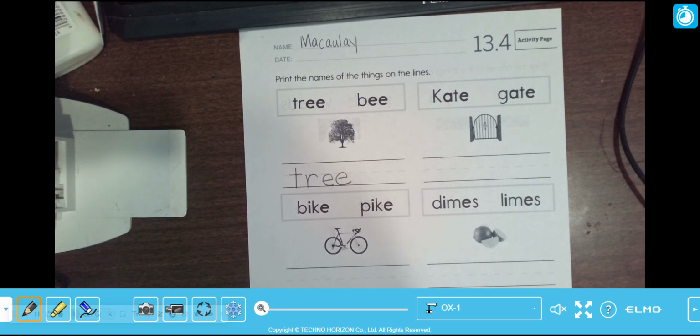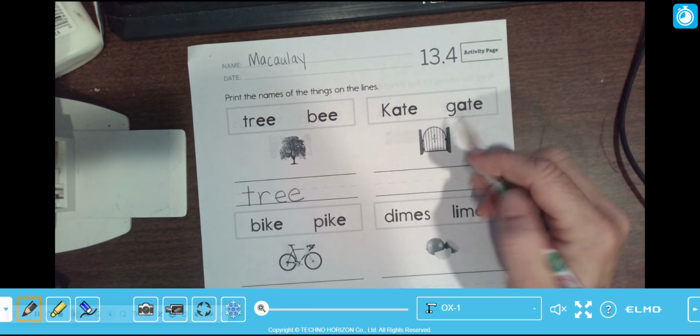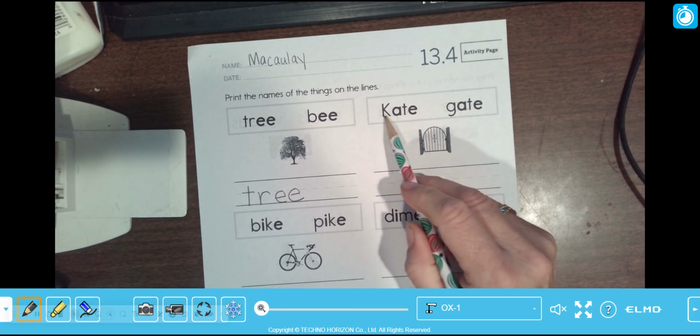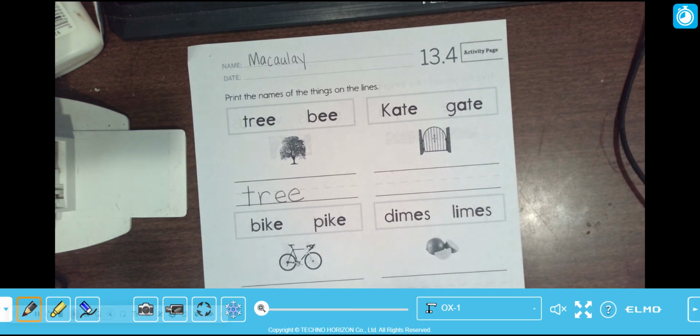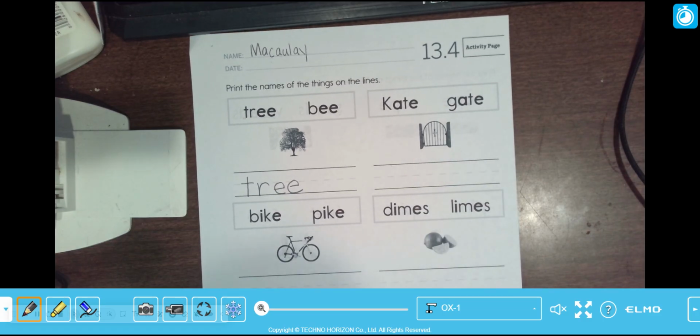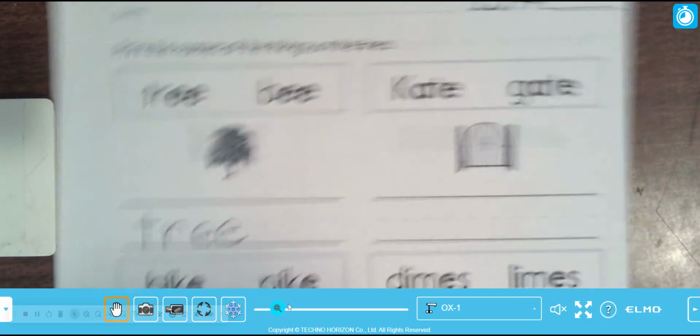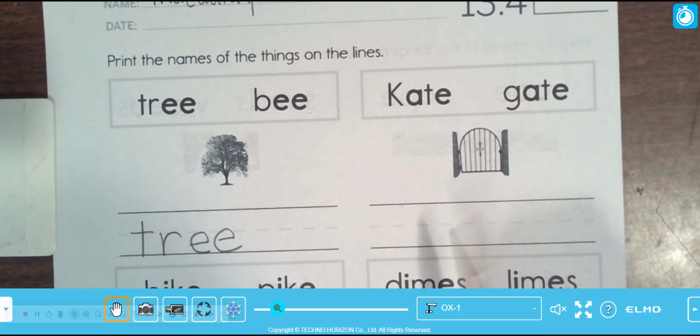If you have not finished writing down tree, then just pause the video so you can finish writing it down. Okay, this picture here. Does it go with Kate or does it go with gate? It goes with gate. Let me make this a little bigger here. It goes with gate. So let's write that down.